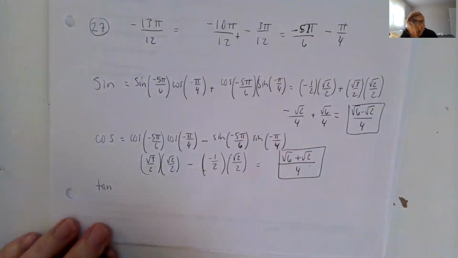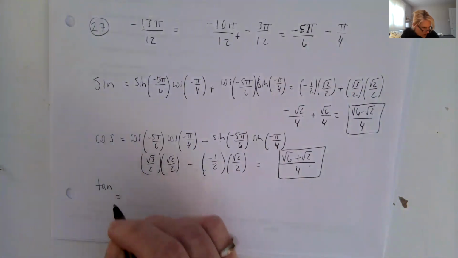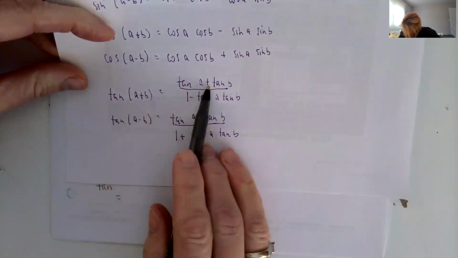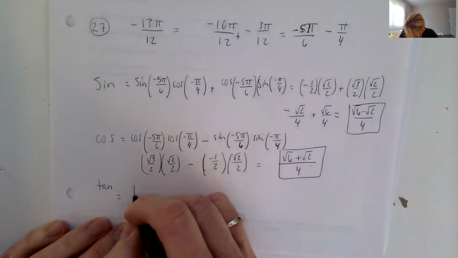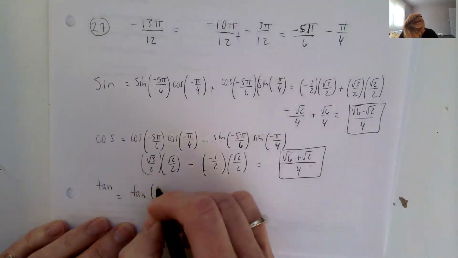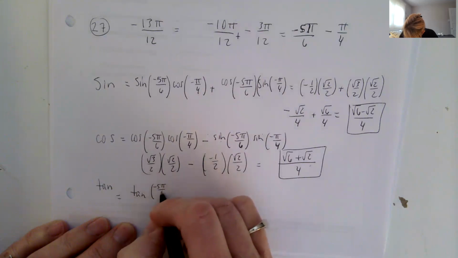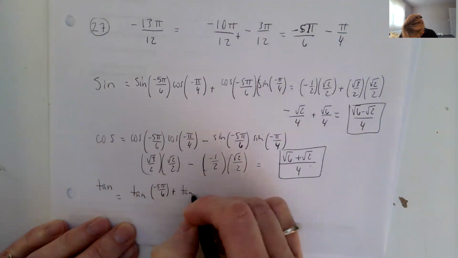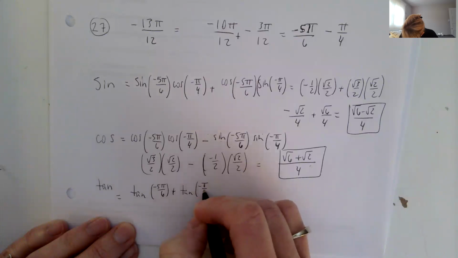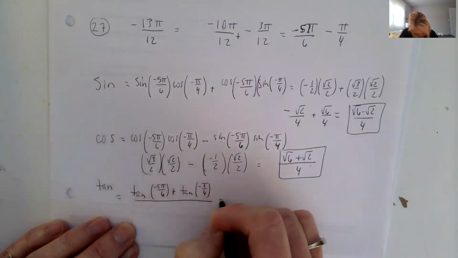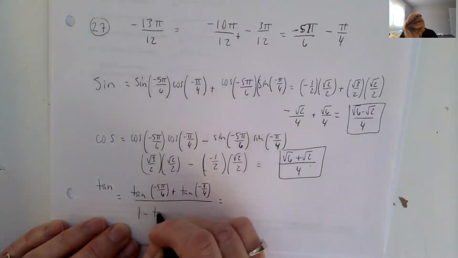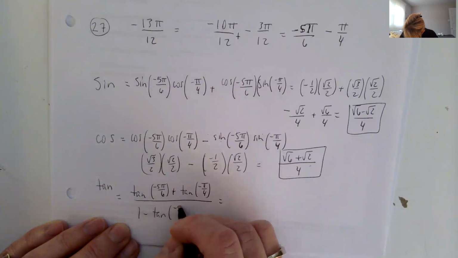Okay, tangent. Tangent, let's go back to this again so make sure we get it right. Tangent of a sum is tangent of A plus tangent of B. So tangent of a negative 5 pi over 6 plus tangent of a negative pi over 4 all over 1 minus the product.